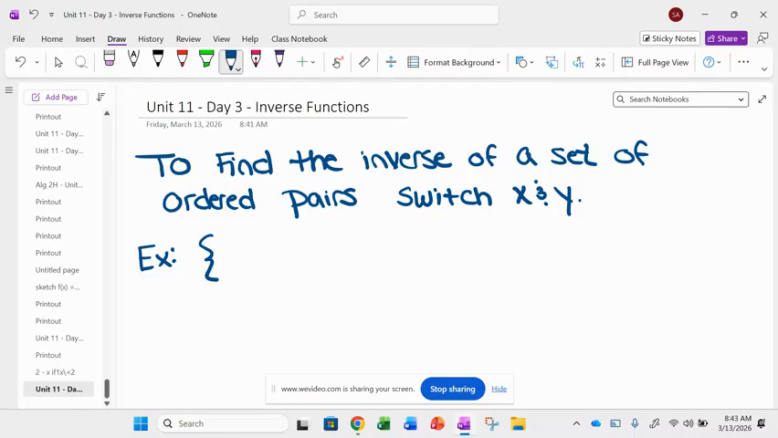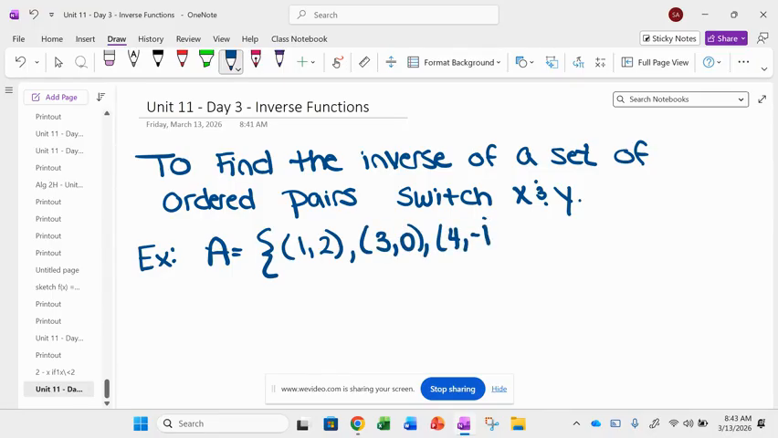Okay, an example would be, let's say I have the relation. Let's call this relation set A. And in this relation, I have the points (1, 2), (3, 0), (4, -1).